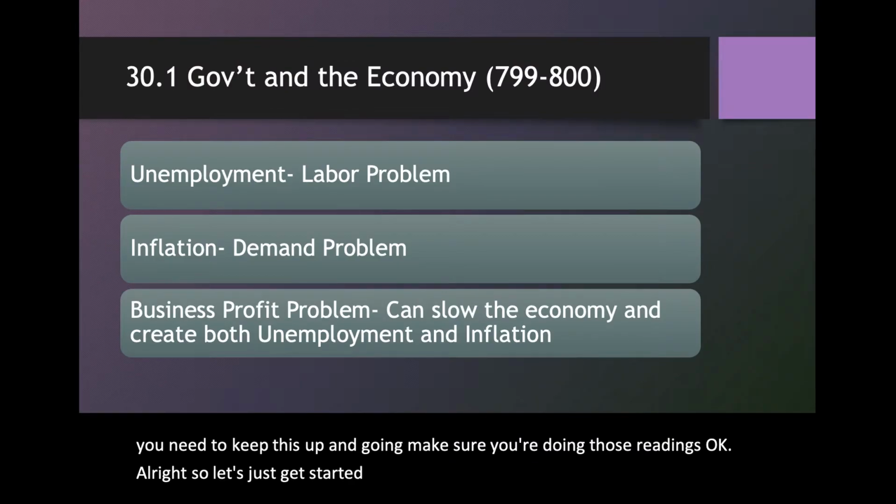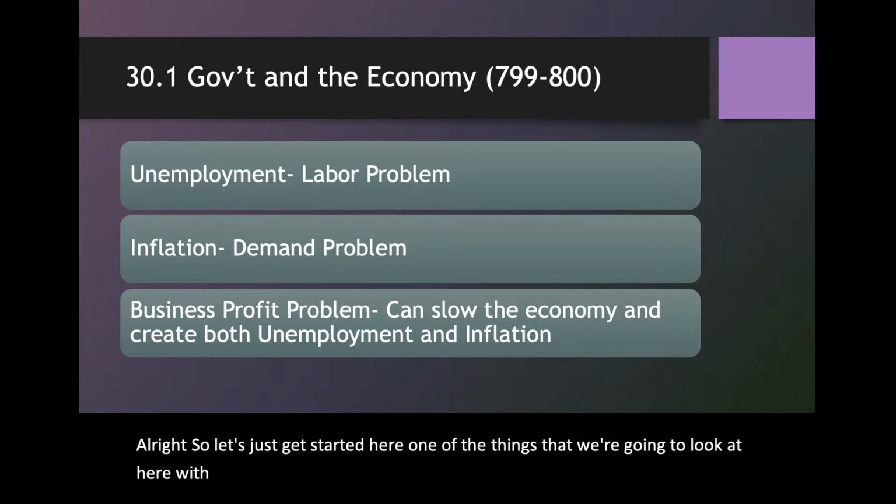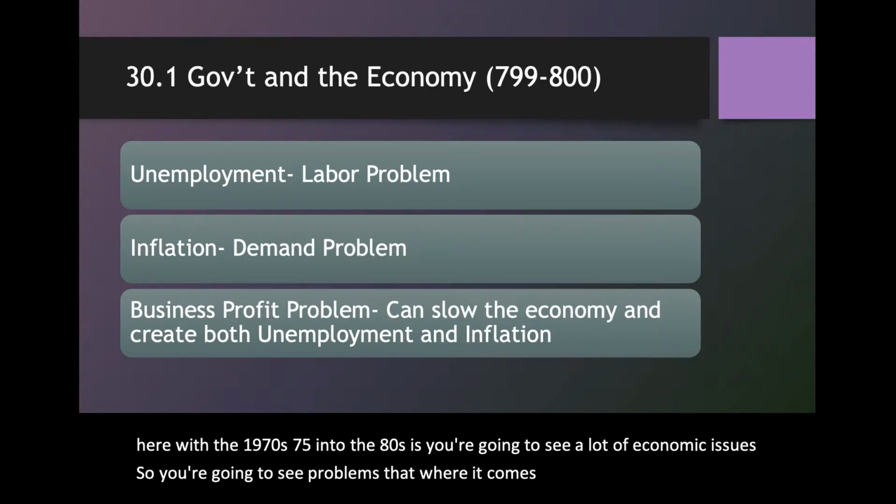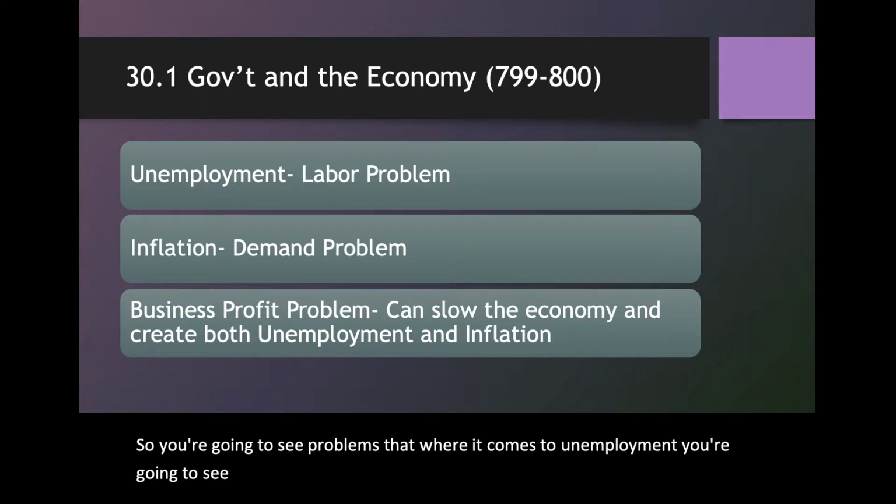One of the things that we're going to look at here with the 1970s, like 75 into the 80s, is you're going to see a lot of economic issues. So you're going to see problems where it comes to unemployment. You're going to see inflation. When unemployment and inflation hit together, it is massively bad for an economy.